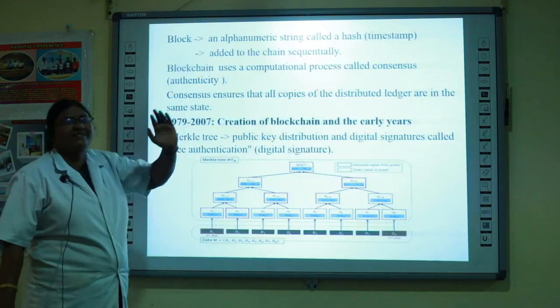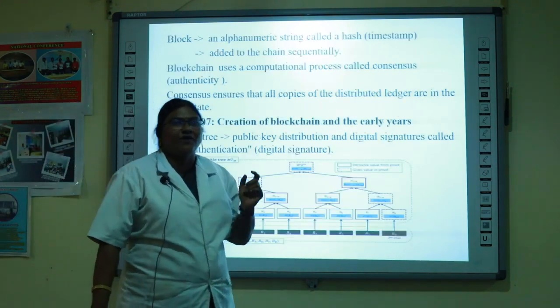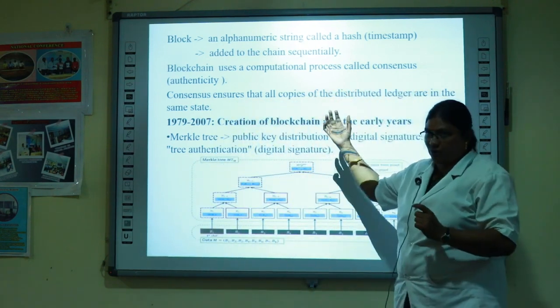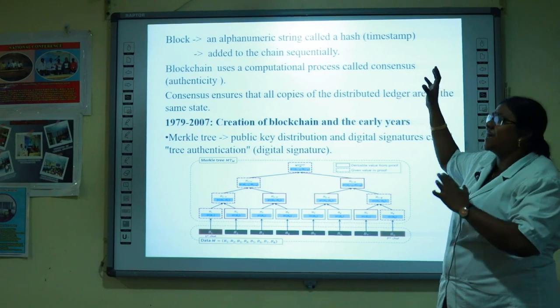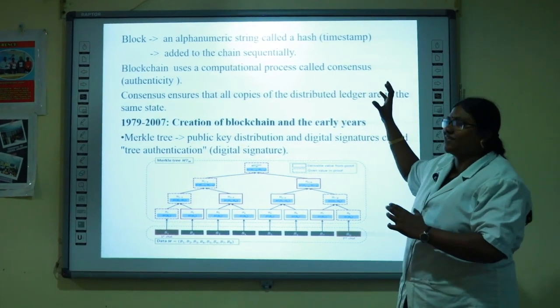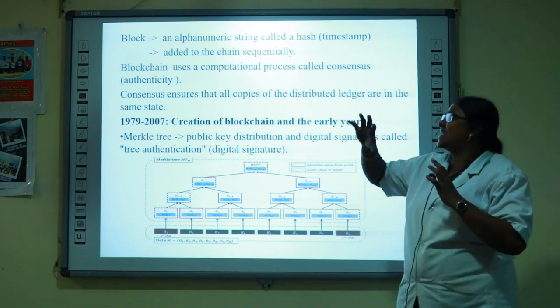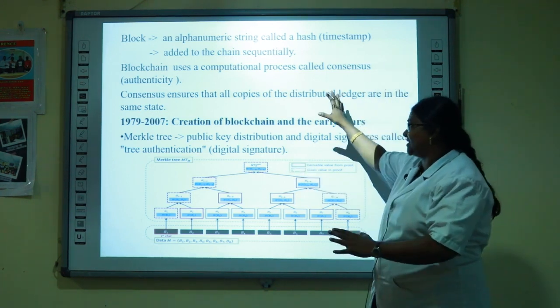The blockchains are created by using alphanumeric characters, so we can represent it as a string also. It has a hash; we are creating hash values, along with the timestamp. Whatever block you create, the block is added to the chain sequentially.